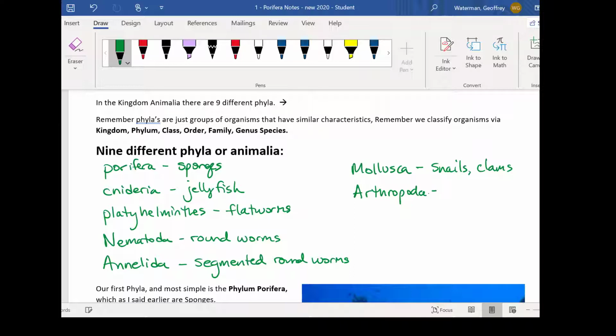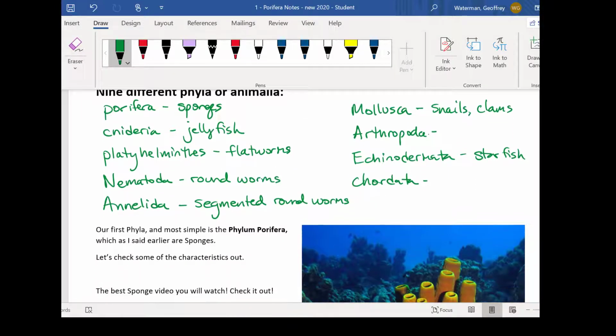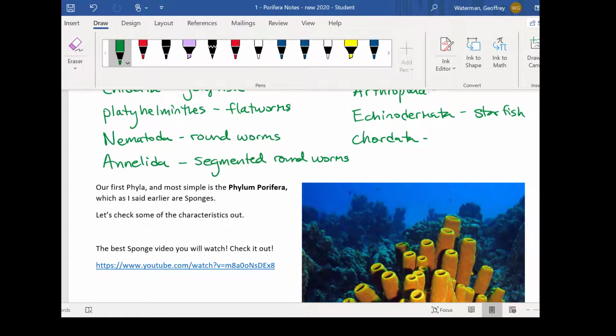The next one we have is Echinodermata, and these are starfish. And finally, our last one is Chordata, and these are all the ones you probably thought about. These are fish, frogs, snakes, birds, cows, humans, that sort of thing. So we're going to check out our first phylum, the most simple one. This is phylum Porifera, and as I said earlier, this is sponges. So let's check out some of those.